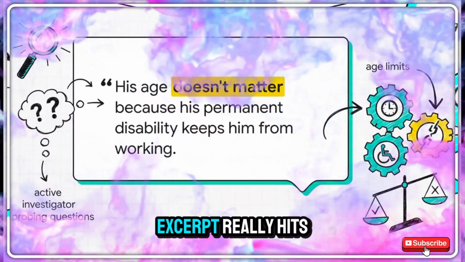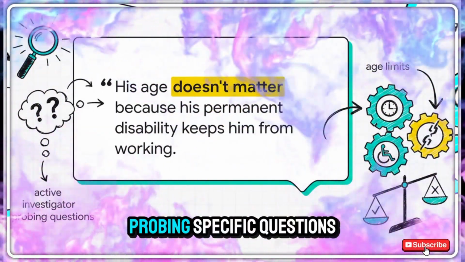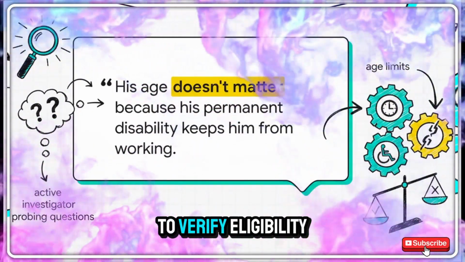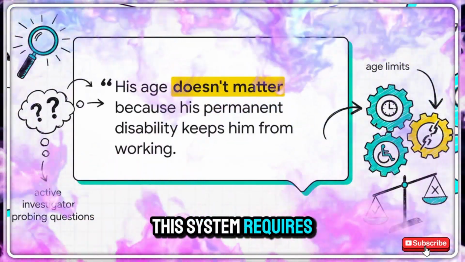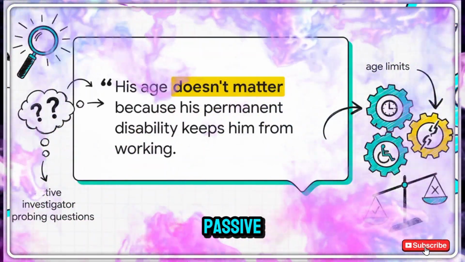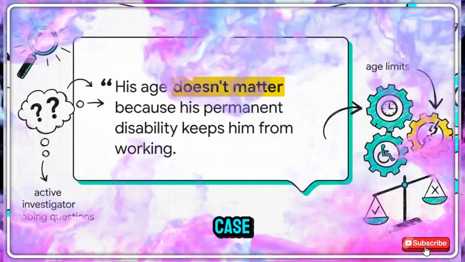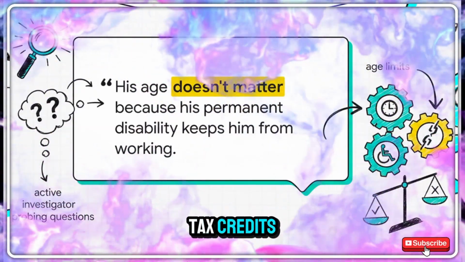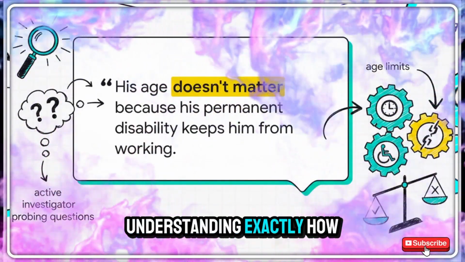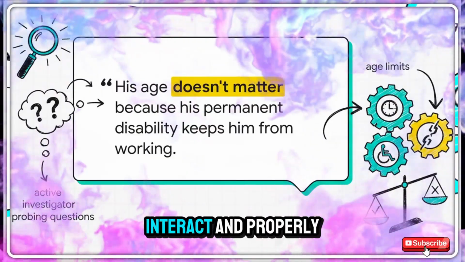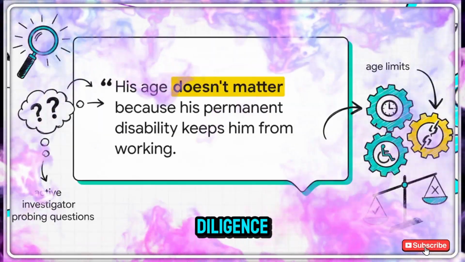This role-play excerpt really hits the nail on the head. It perfectly demonstrates how preparers must ask probing, specific questions to verify eligibility for complex tax benefits. The implicit assumption this system requires is that professionals cannot simply be passive order takers. They have to be active investigators. In this specific case, the mechanism of age limits on tax credits is entirely overridden by the mechanism of permanent disability. Understanding exactly how these competing rules interact and properly documenting that interaction is what truly defines professional due diligence.